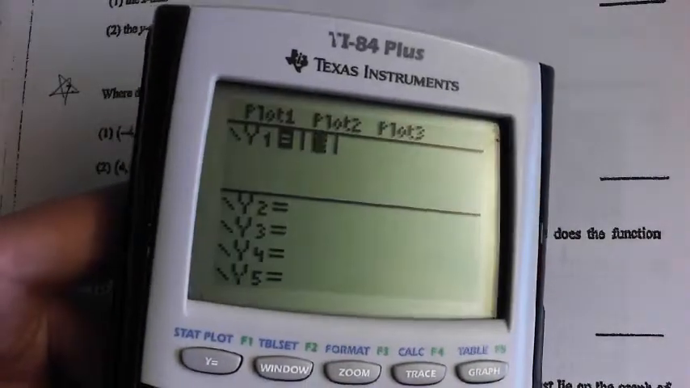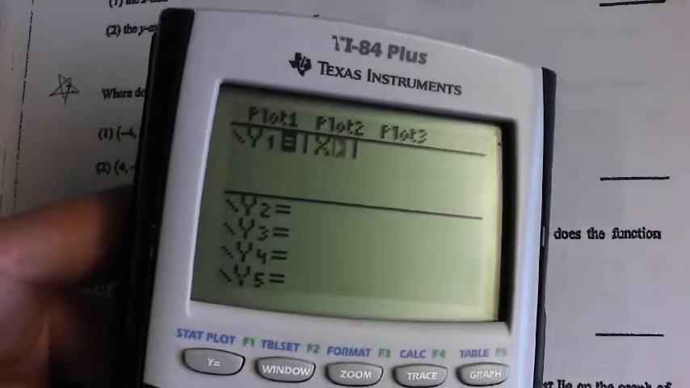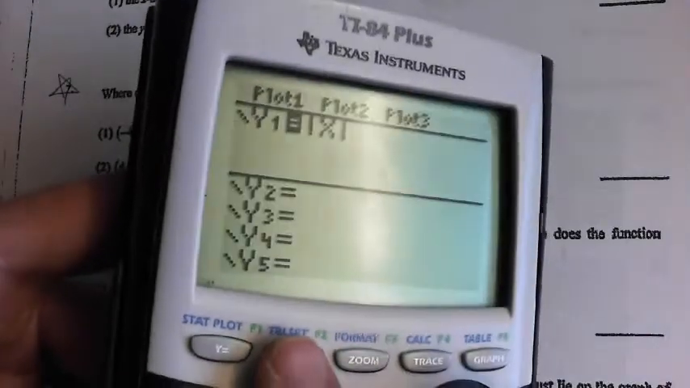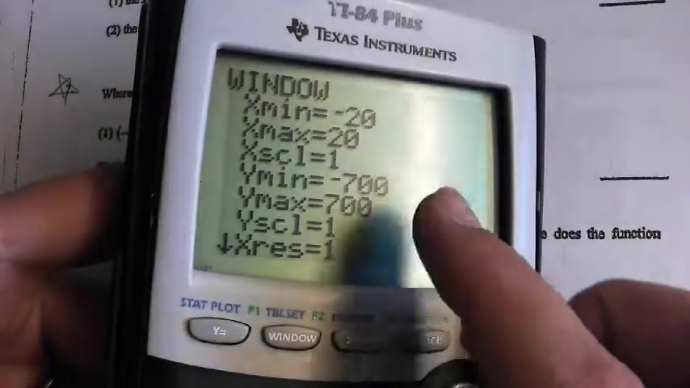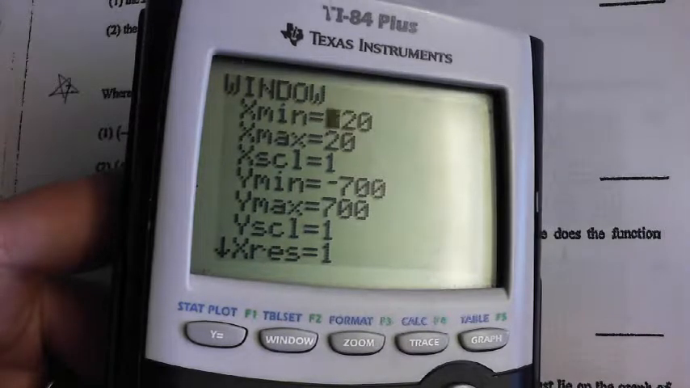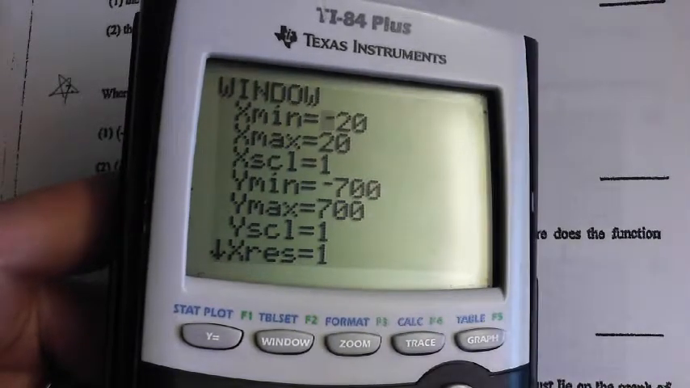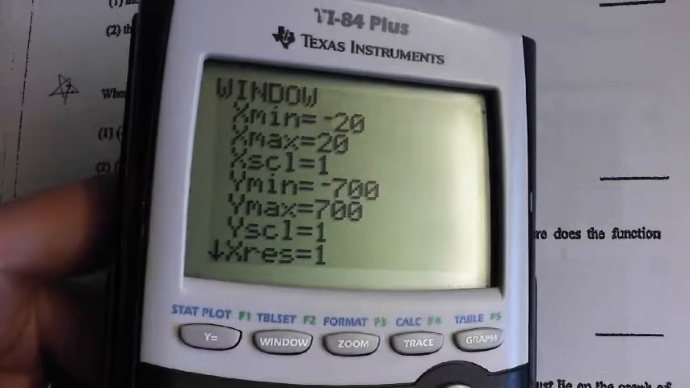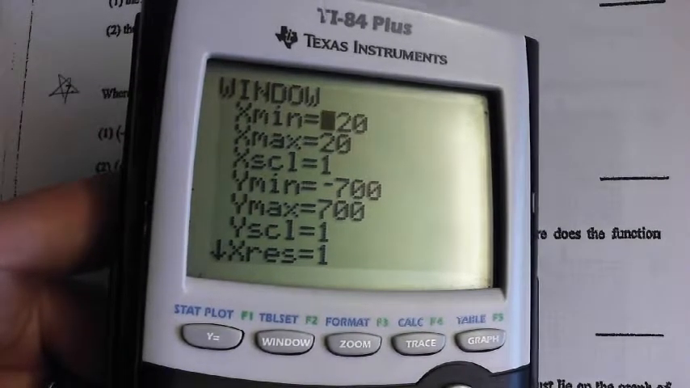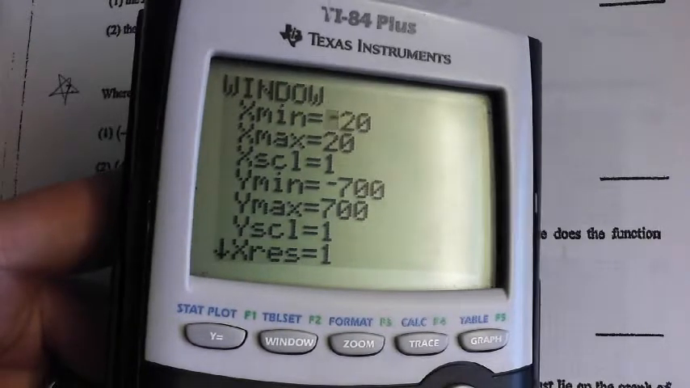So if I hit the absolute value of x, and then, oops, I don't know where you guys left off your window. My window left off negative 20 to 20 and negative 700 to 700 for some reason. It's always a good idea with parent graphs to recenter your graph, negative 10 to positive 10, negative 10 to positive 10. Does anybody know a shortcut to doing that?